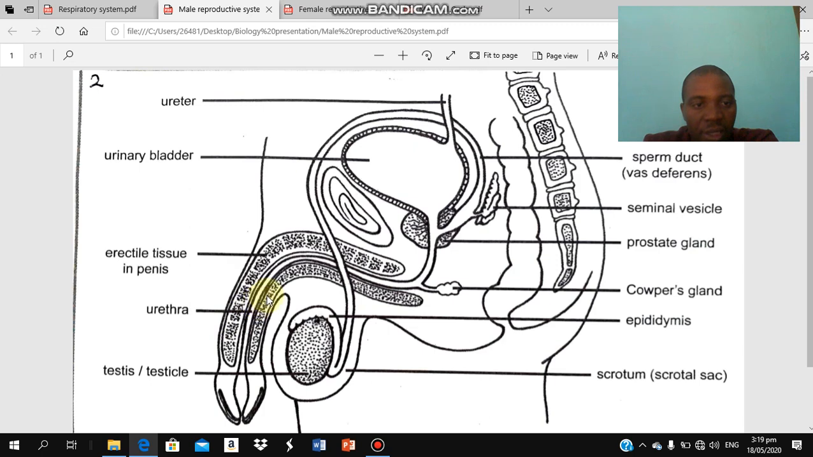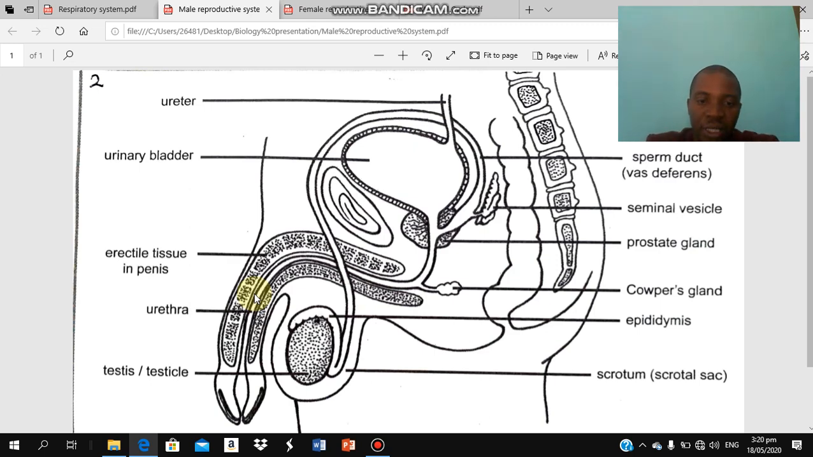And the last part is the penis. The function of the penis is to penetrate the vagina and release semen during sexual intercourse.